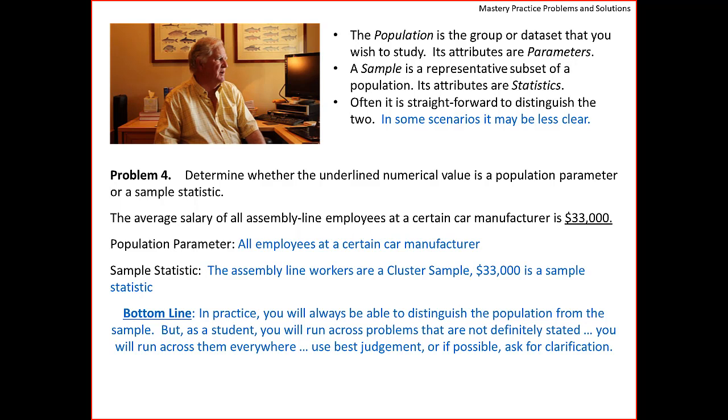So if I just read that bottom line, in practice, as I've said earlier, you'll always be able to distinguish the population from the sample, but as a student, you're going to run across problems such as this that are not definitively stated. You run across them everywhere. Just use your best judgment and, if possible, ask for clarification. So, problem 4 is a problem that I would say was not particularly straightforward.